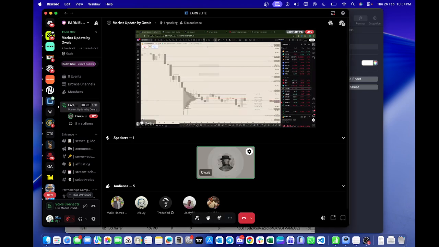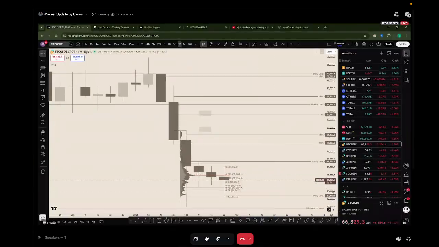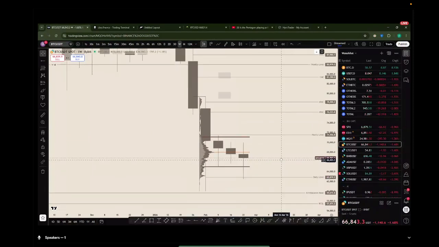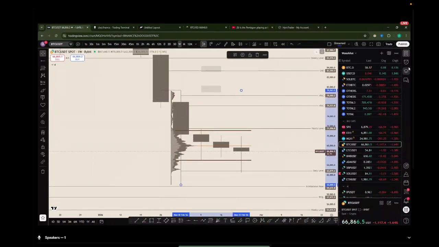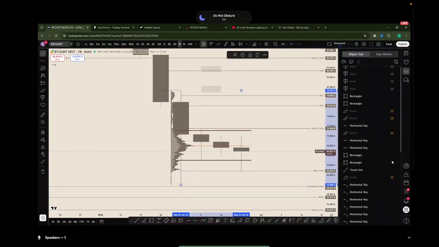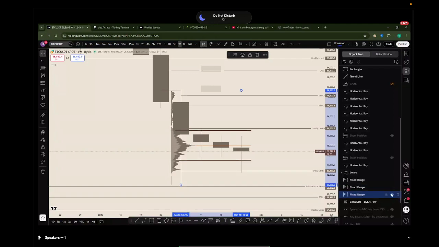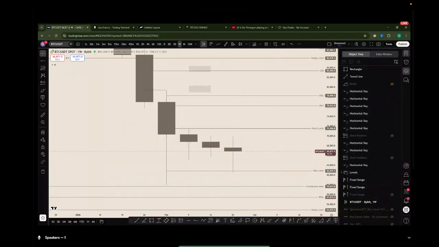Or let's start with the weekly, moreover, okay? So let's also remove this Fibonacci. We can always draw this back, and let's also hide this. I really need to organize my stuff, man. This is too messy. Okay, see.